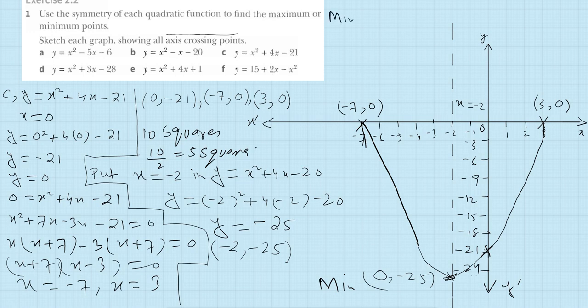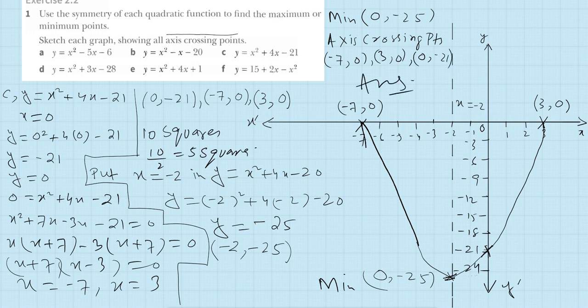So the minimum point is x is 0, y is minus 25, and the axis crossing points are obviously first minus 7, 0, then 3, 0, and 0, minus 21. So this is our final answer. Okay, students. Now moving towards part D.